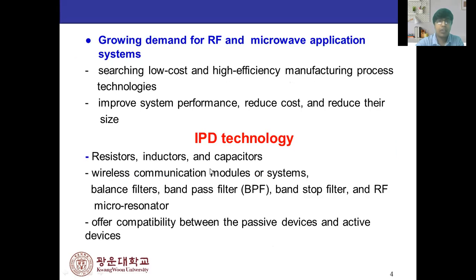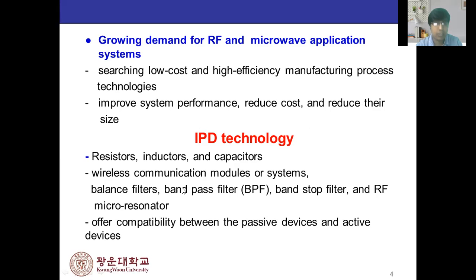The demand in RF and microwave application systems is growing day by day because of low-cost technology and high manufacturing efficiency. So many researchers are devoted to studying ways to improve system performance while reducing cost and size. And this happened through IPD technology.